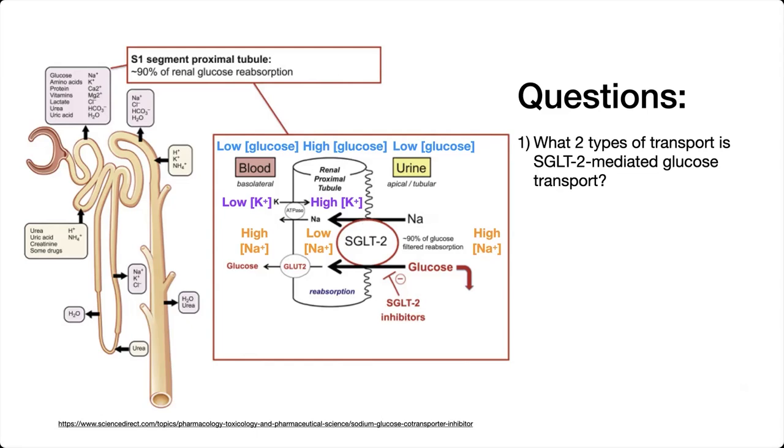But first, let's also classify it based on how many molecules it's transporting and in what directions. So we're transporting two molecules. So this is co-transport, and they're going in the same direction. So this is going to be symport.